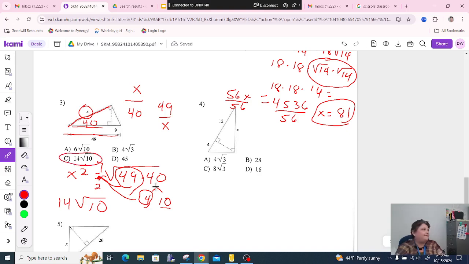If I multiplied 49 times 40, I'd get this huge number, and it'd be hard for me to simplify. So I kept it a little separate because I knew that 49 was a perfect square. Does that make sense? I just broke it into pieces instead of a really big number underneath that radical.